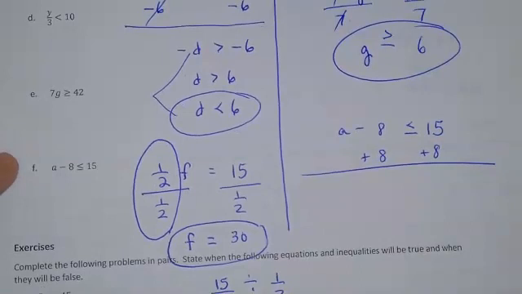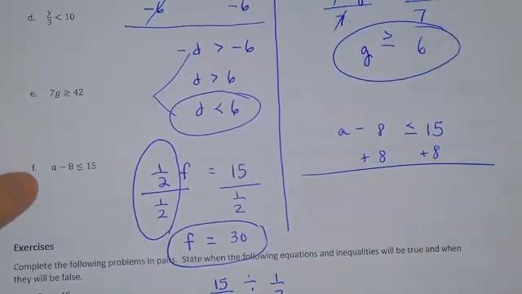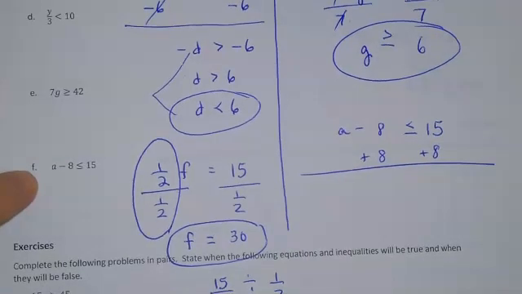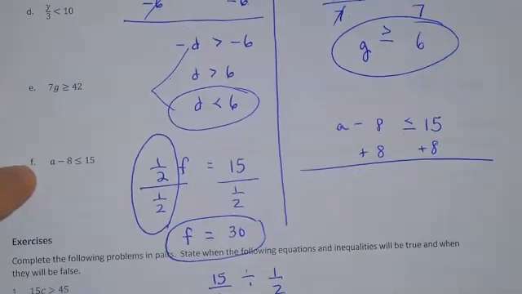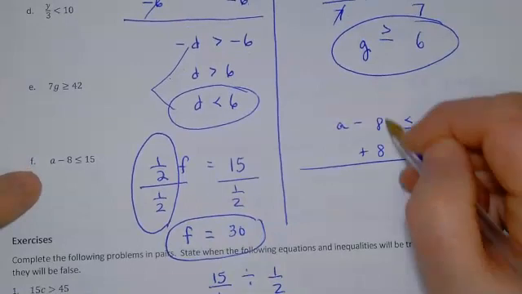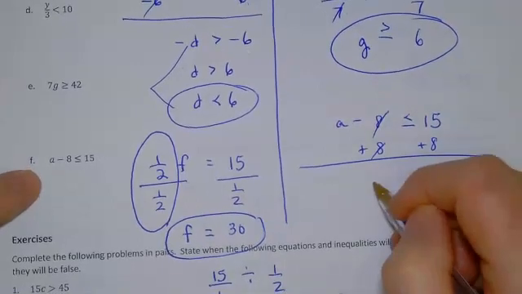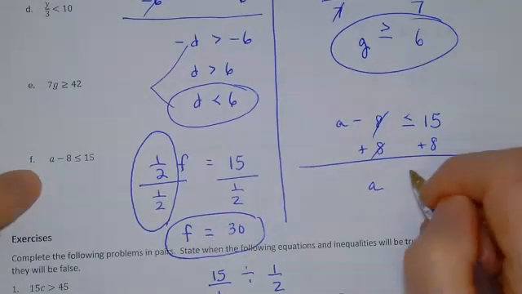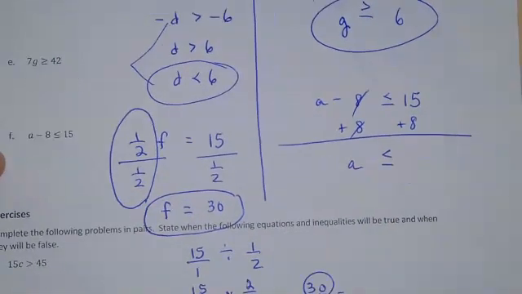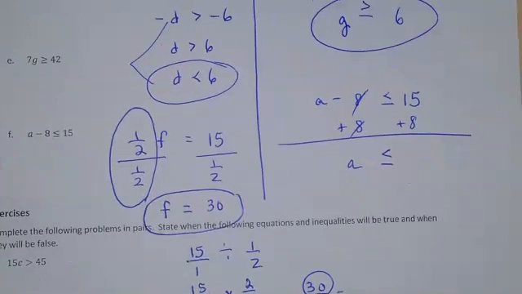So put your finger on 0 on the number line. Go to negative 8. Then go plus 8 back. Where do I end up? 0. So these cancel out. I have A left by itself, less than or equal to 15 plus 8. Camden. Yep.